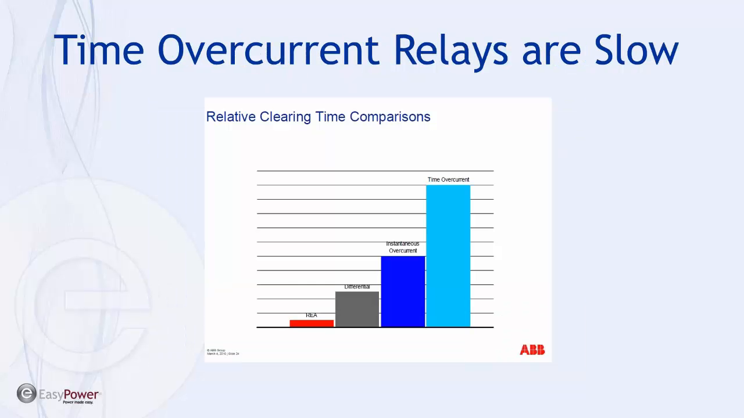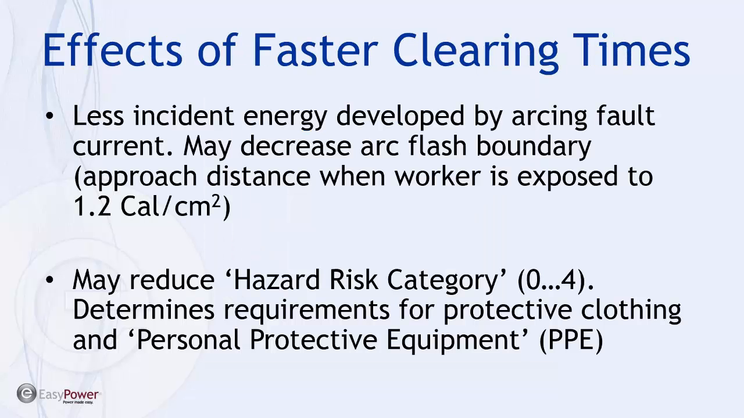And here you can see the relative operation speed of the different devices. Even your instantaneous and differential simply don't compare to the REA arc flash device or the Relion for that matter. The effects of faster clearing times: less incident energy, like we discussed before, which may be able to decrease the arc flash boundary, the distance where the worker is exposed to 1.2 calories per centimeter squared. And it also may reduce the hazard risk category, which determines the protective clothing and personal protective equipment required.